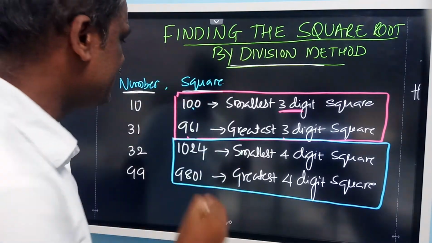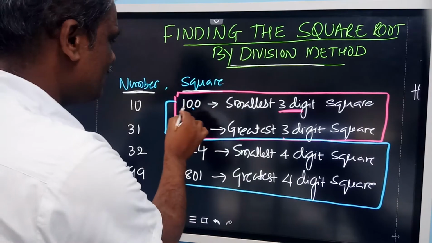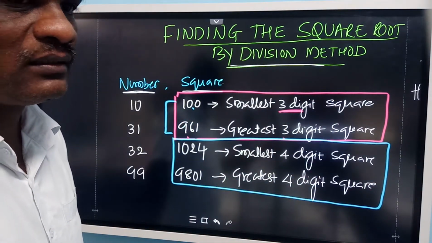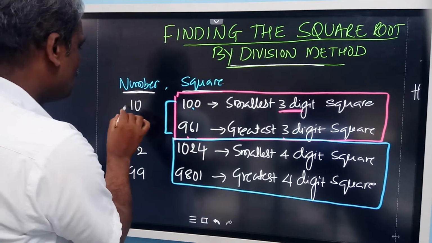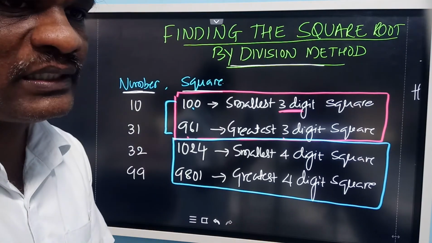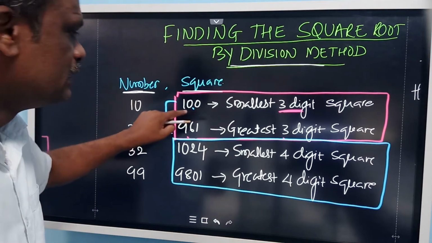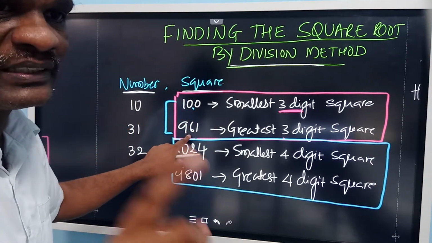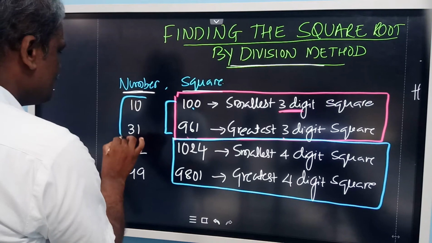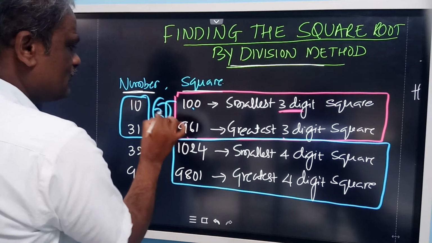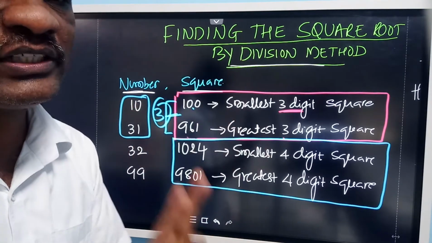So that means these are all 3-digit numbers only. Perfect square numbers, smallest I have taken, greatest I have taken. That means the square root of these numbers is having only 2 digits. All 3-digit square numbers must have only 2 digits in their square root. As I told you, this is the smallest number, this is the greatest number among the square numbers. The square root is having only 2 digits. Observe this. This is related to 3-digit square numbers.